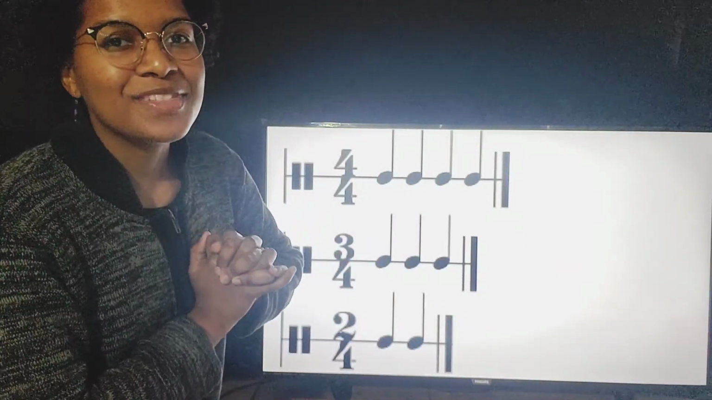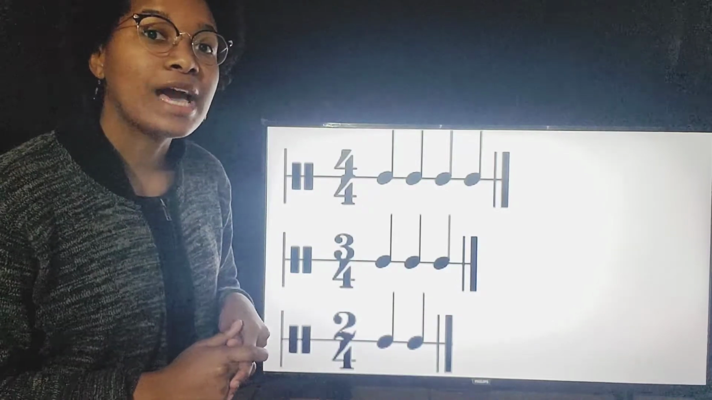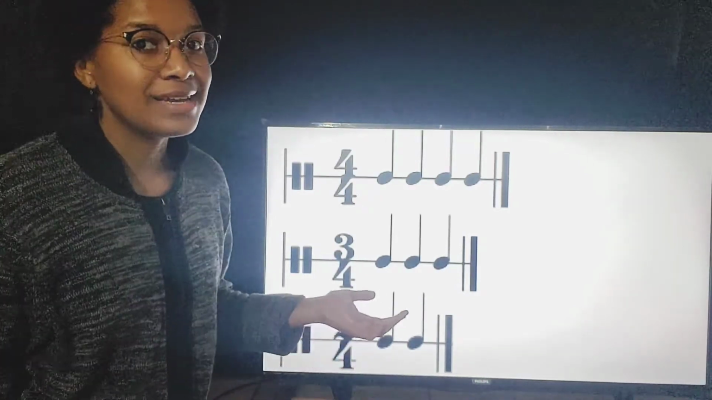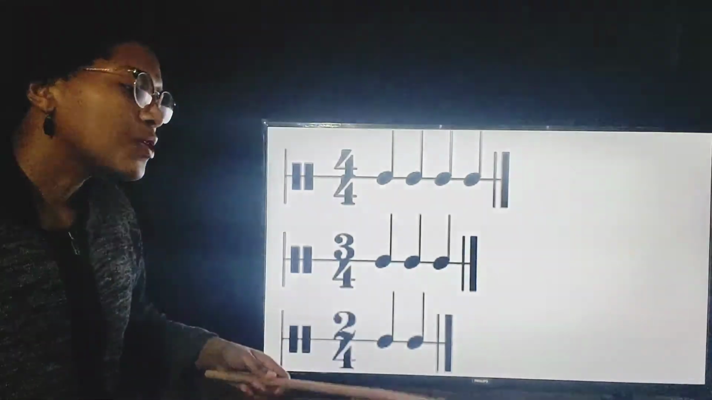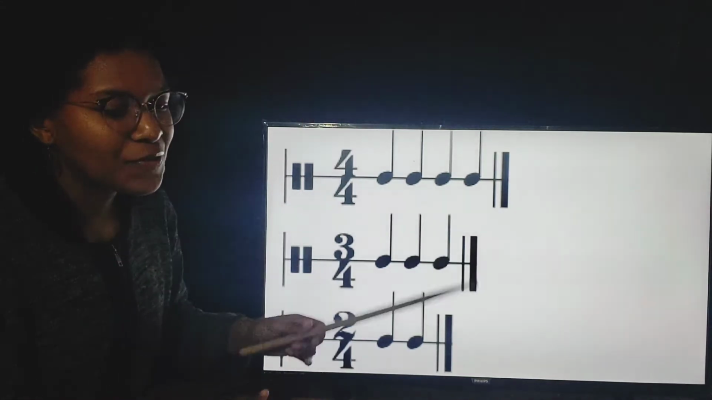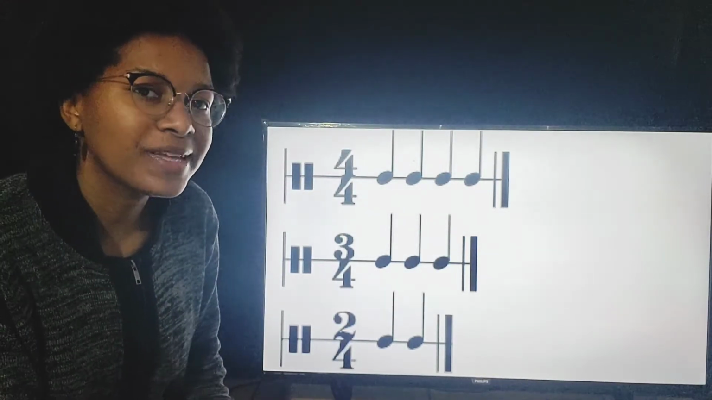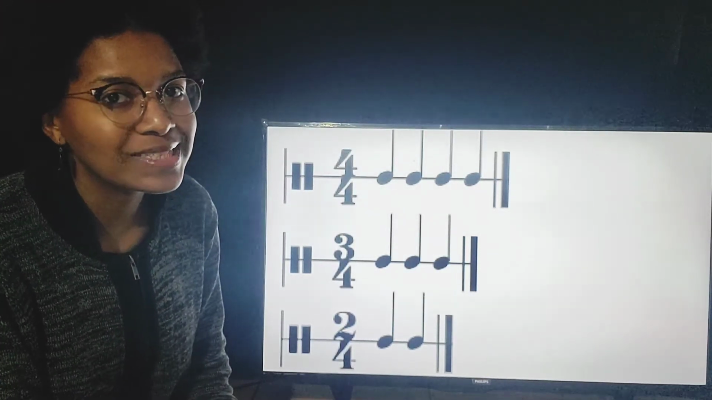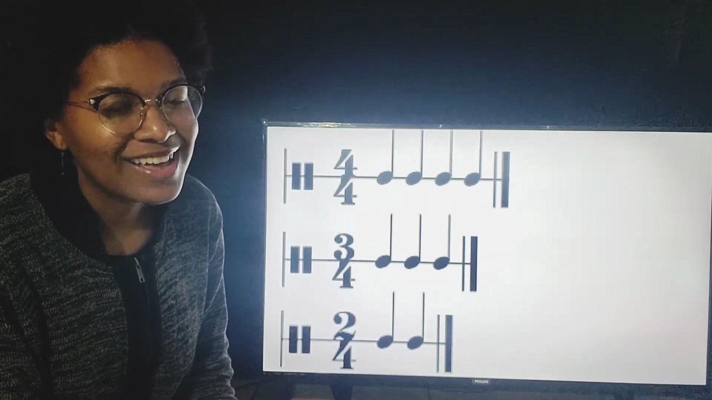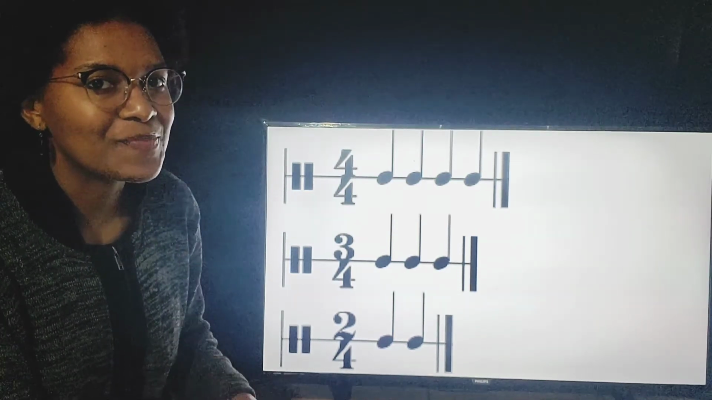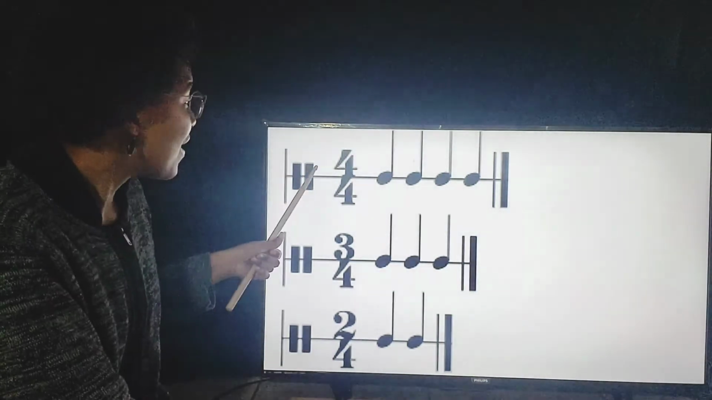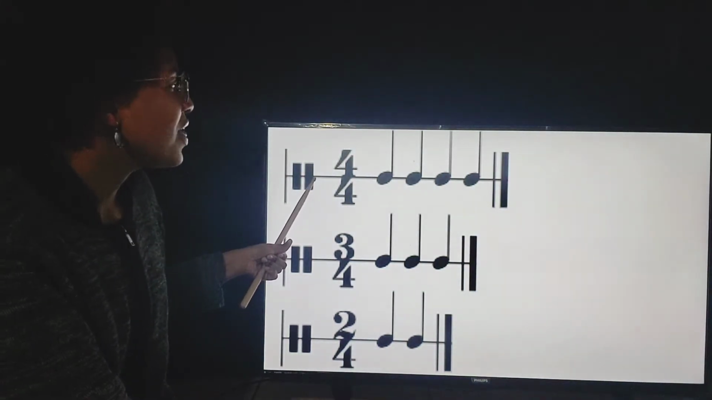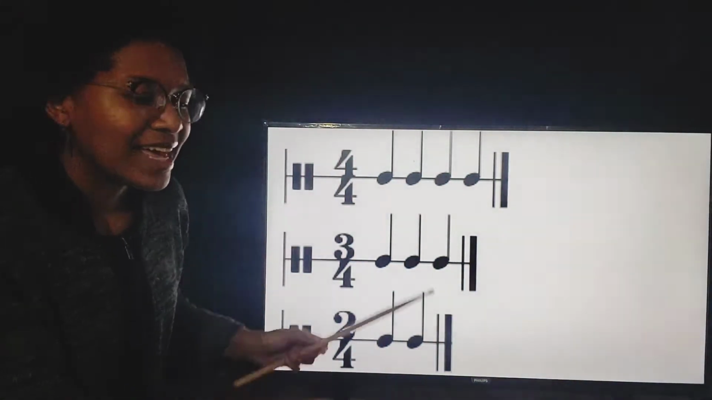To practice what we've learned today, let's count the beats of different time signatures, starting with 4/4. Okay, in 4/4, we know that we're going to have 4 beats in a measure and that the quarter note gets 1 beat. Let's do it. Ready, go. 1, 2, 3, 4.